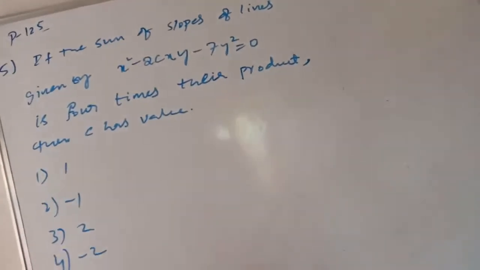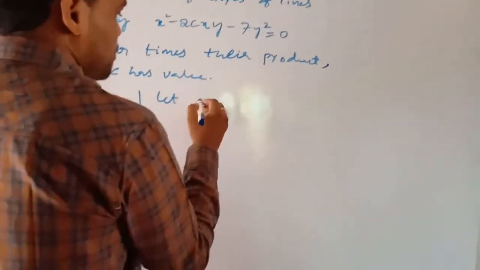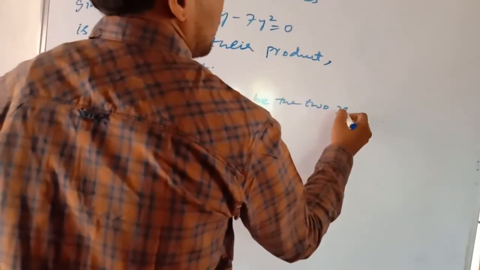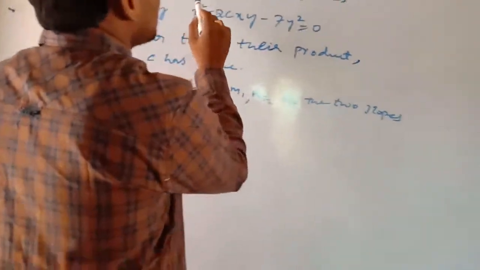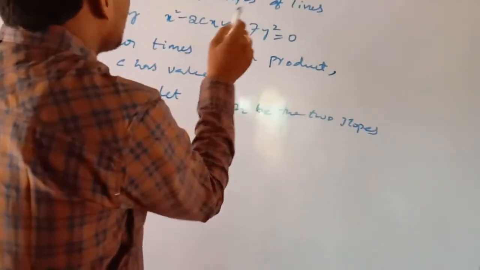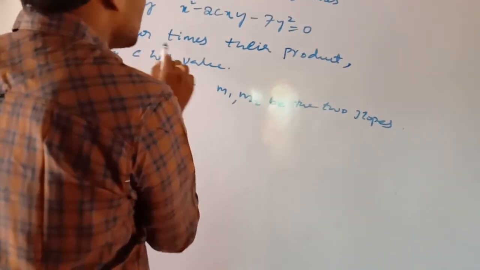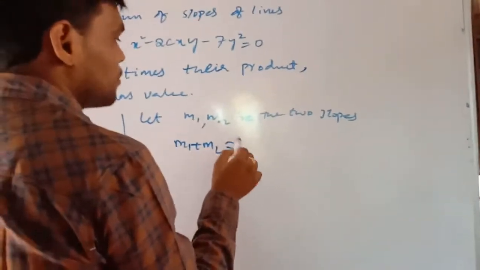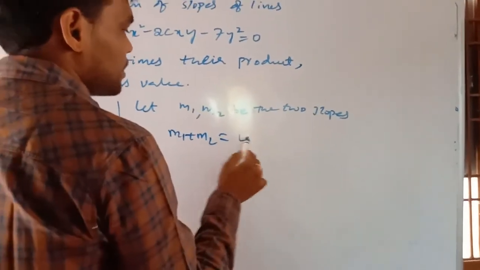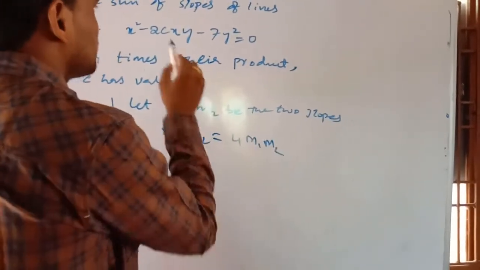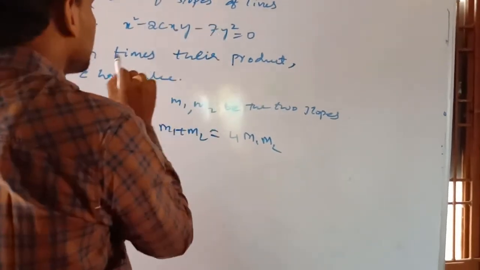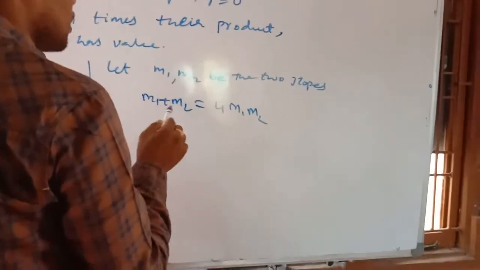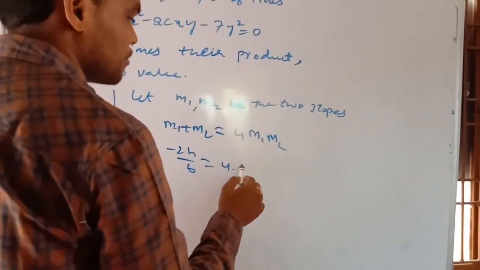Now here first of all, let m1, m2 be the two slopes of the pair of lines. The sum of slopes of the pair of lines is 4 times their product. That means the sum of the slopes is equal to 4 times the product of the slopes. That means m1 plus m2 is equal to 4 into m1 m2. Now the sum of the slopes is minus 2h by b and the product of the slopes is a by b.